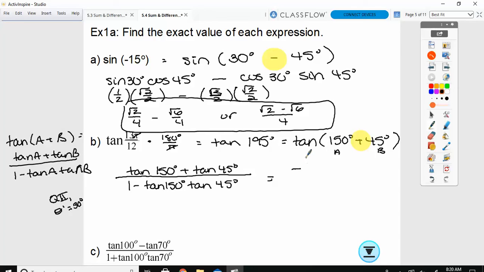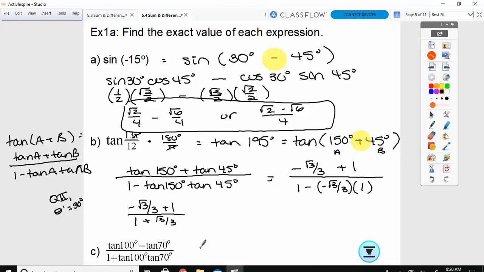So remember, tangent's the square root of the top over the square root of the bottom, so radical 1 over radical 3, or radical 3 over 3. Plus the tangent of 45, so that's radical 2 over radical 2, which is 1. Over 1 minus tangent of 150, we already got negative radical 3 over 3, times the tangent of 45.